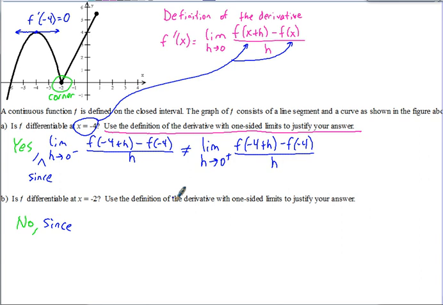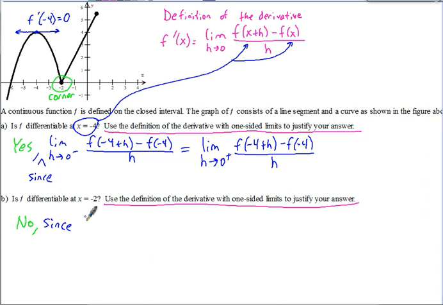Again, it says use the definition of the derivative with one-sided limits to justify our answer. So we can do it in the same fashion. Oops, on this one I apologize. On the previous one, they are equal. They're both approaching 0 from both sides. So that was equal to. But this one, they're not equal. From the left and the right, you can see there's an abrupt change in the slope.